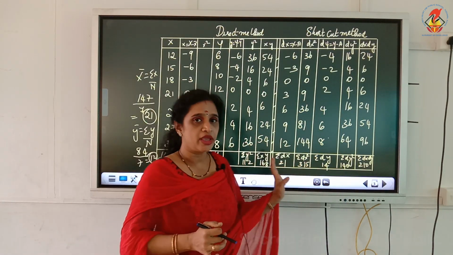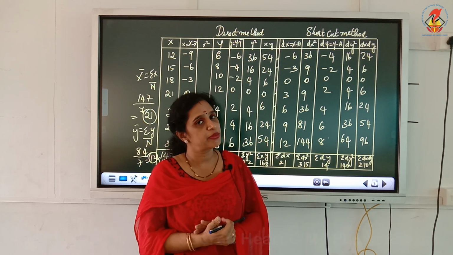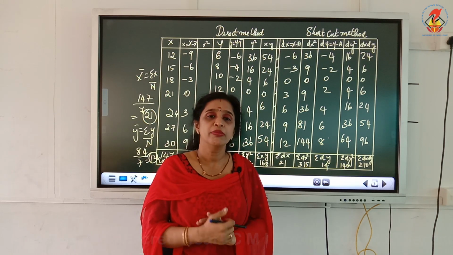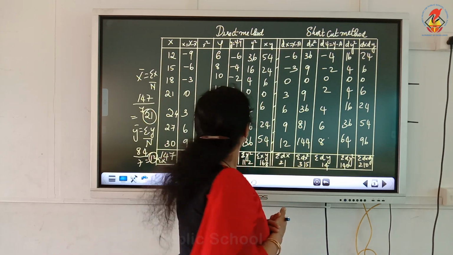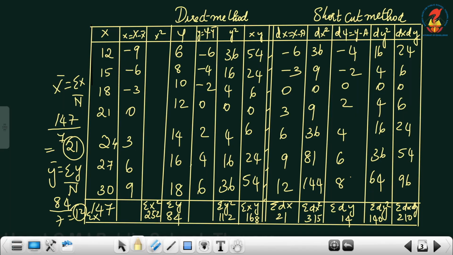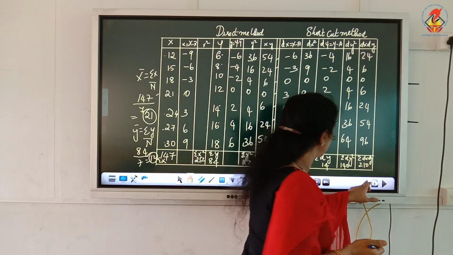Now in this table I have written both the direct method and the shortcut method, but for the time being we will concentrate on the direct method. These are the x variables, that is 12, 15, 18, 21, 24, 27 and 30. The y variables are 6, 8, 10, 12, 14, 16 and 18.